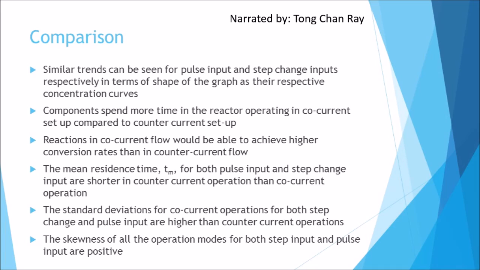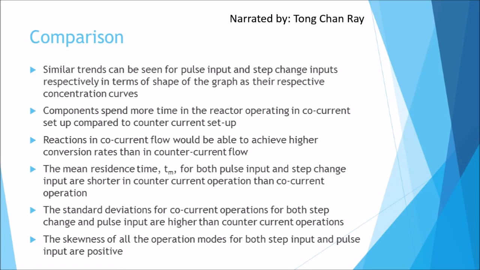Comparing both figures 2 and 3, a large portion of the reactants stay for a longer period of time in co-current operation than in counter-current operation. Having said that, reactions in co-current flow would be able to achieve higher conversion rates than in counter-current flow. It is therefore assumed that non-ideal mixing occurs in the reactor.